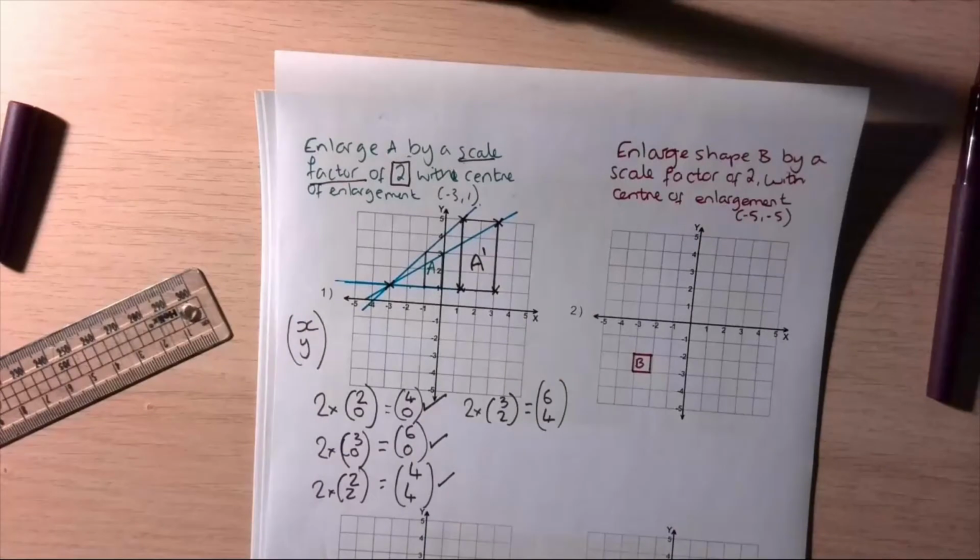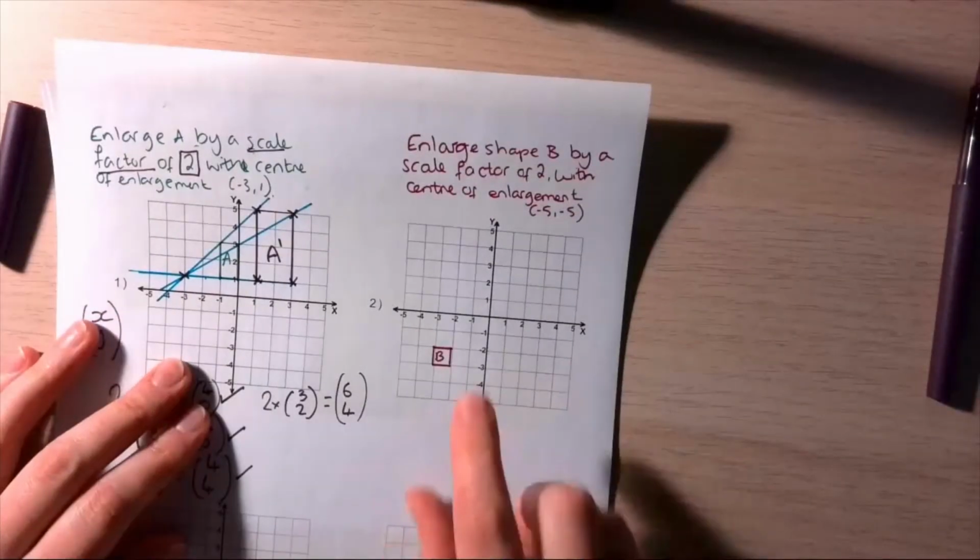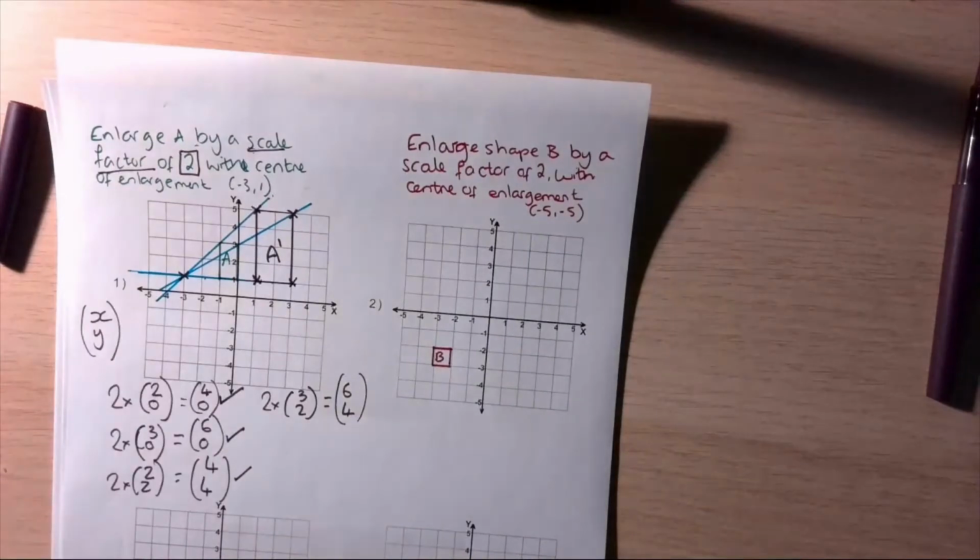Right, I'm going to do another one now. I'm going to move along to this one over here. We're going to enlarge shape B by a scale factor of 2.